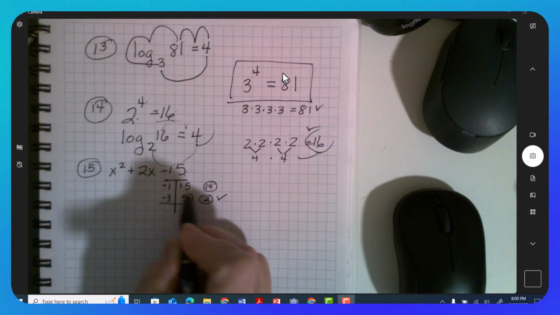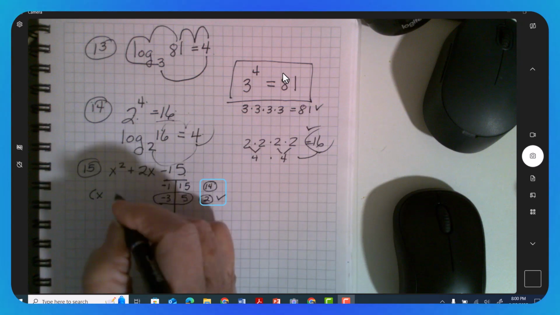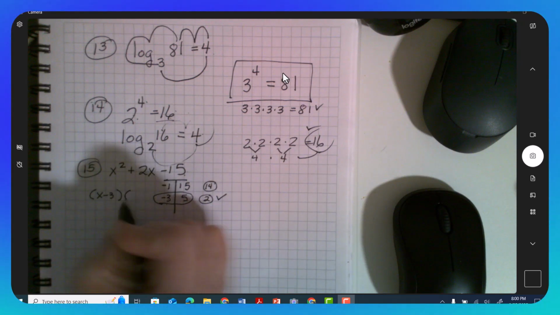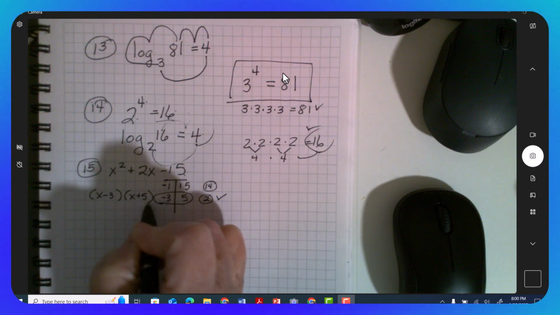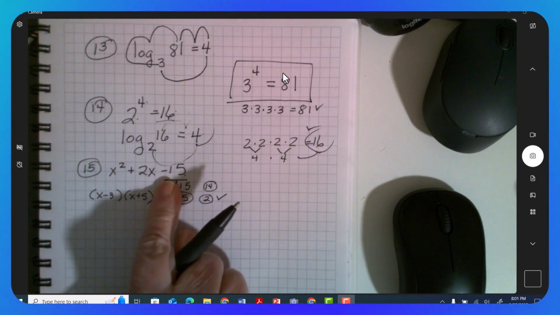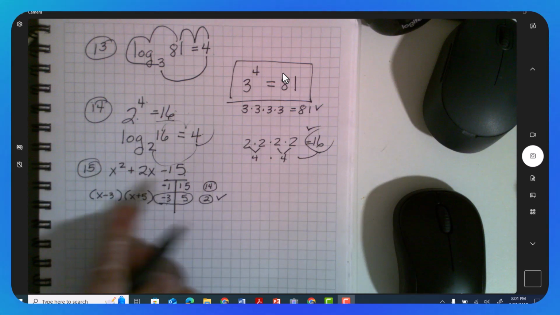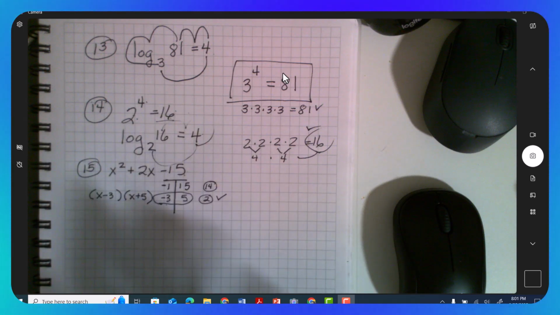So here are the numbers I'm going to put into the binomials. Okay, so x minus 3, and then x plus 5. Okay, we factored this trinomial. You can FOIL it out, or you can multiply it, box it out to check your work. All right, now let's go to part B.